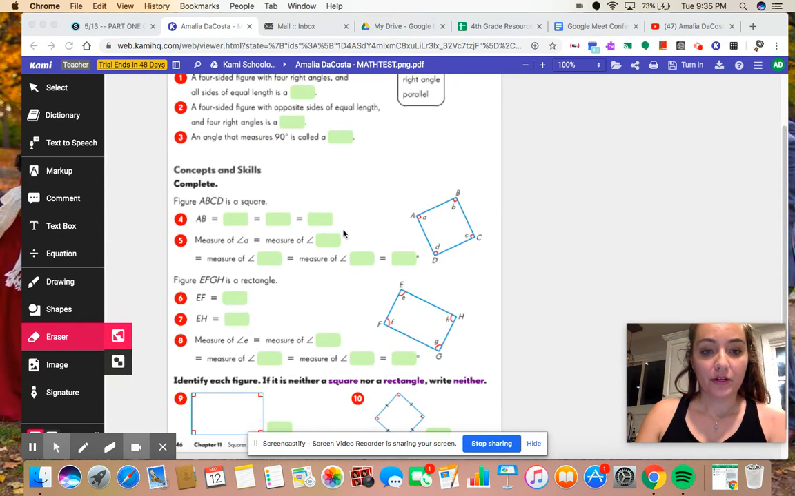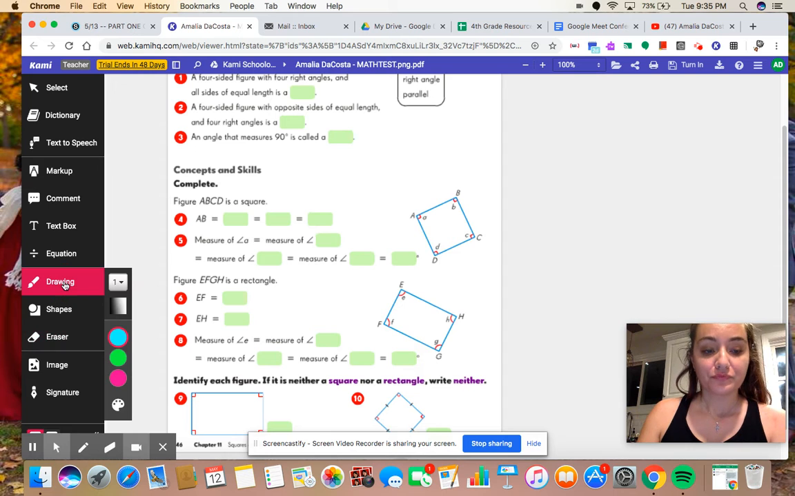This second part here where it says concepts and skills, numbers 4 and 5. Okay, I want you to pay very close attention. I'm going to get my drawing tool because I'm going to explain how I want you to do this, okay? So it says figure ABCD is a square. So A, B, C, D is a square, okay?